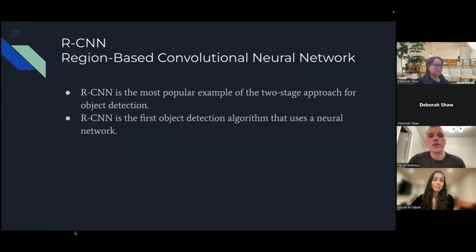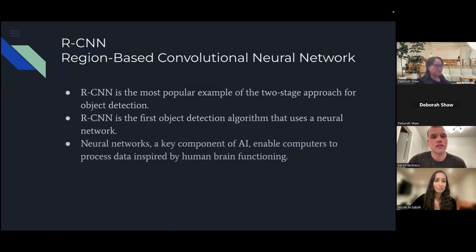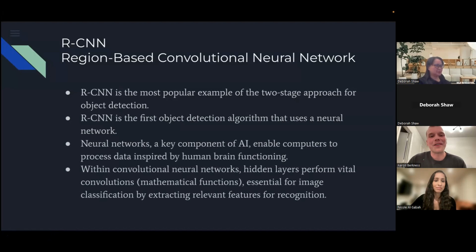So RCNN is the most popular example of the two-stage approach for object detection. It is the first object detection algorithm that uses a neural network. And neural networks are a key component of AI that enables computers to process data inspired by human brain functioning. This works by using complicated math functions that are essential for image classification by extracting relevant features for recognition.